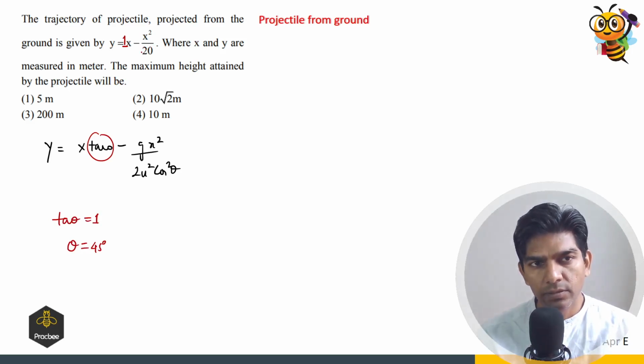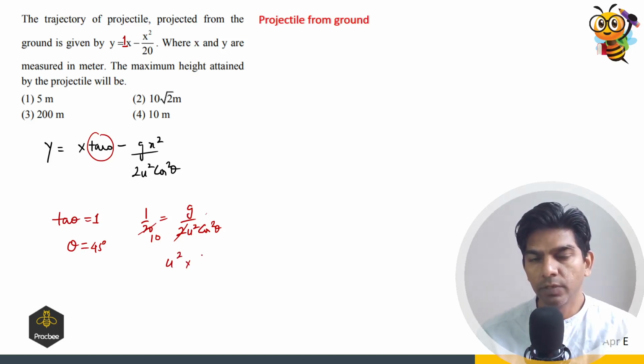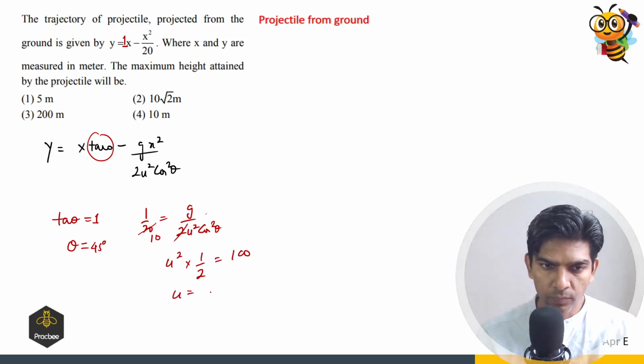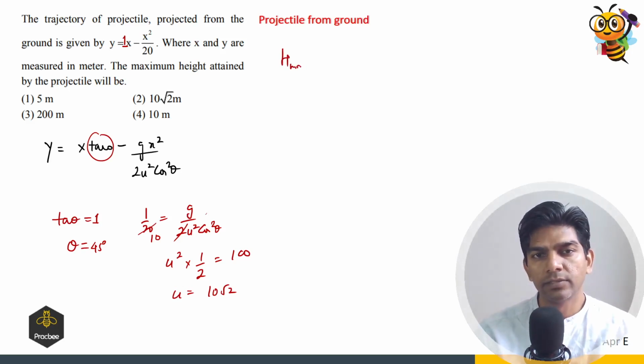Now let us compare the coefficient of x square. So 1 by 20 is equal to g by 2u square cos square theta. Right? And we have to find the maximum height attained. Now from this, I'm taking g as 10. So this will give us 10 over u square and theta is 45, so cos square theta will be 1 by 2, equal to 100. So u comes out to be 10 root 2. Now let us find the maximum height. So h max is u square sine square theta by 2g.